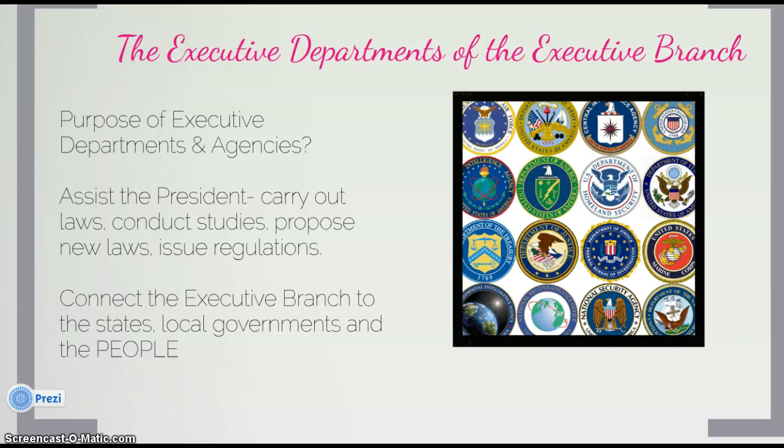So what is the job, what is the role of the executive departments and the agencies? Well, they're there to assist the president and the president's staff in carrying out laws, proposing policies for new laws, issuing regulations that help the president faithfully execute the laws, and last but not least, connecting the executive branch to the people of the United States, to the various states themselves and the state governments, to various local governments. So the executive departments really carry out many of these functions.